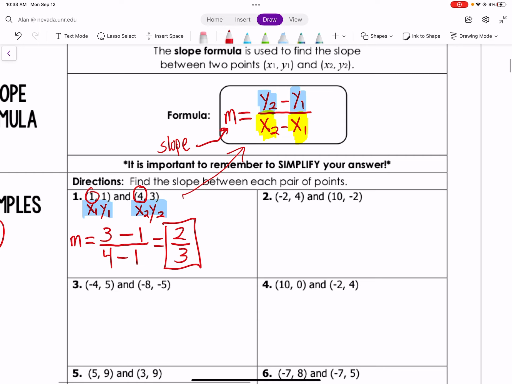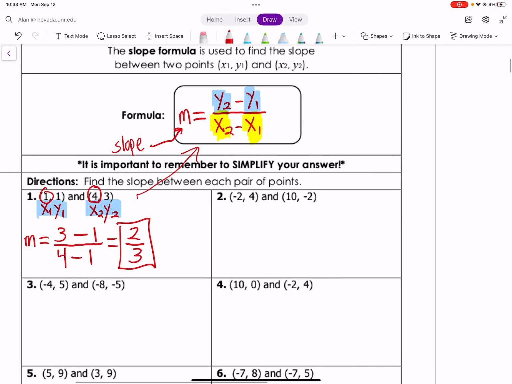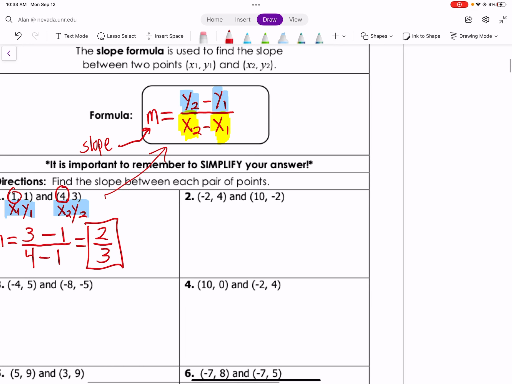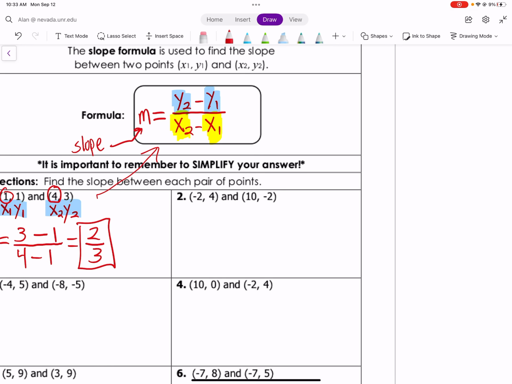Okay, let's try another one. Let's try number 2. Same type of idea. We're going to use this same slope formula. Here we're given 2 different points. So the first step is to label your 2 points, your x1, y1, and your x2, y2. So I take my first point, and I always label it x1, y1. So -2 is x1, 4 is y1, and your second point will be x2, y2. So 10 is x2, and -2 is y2. All we have to do is label them correctly, and then we can plug them into the slope formula.